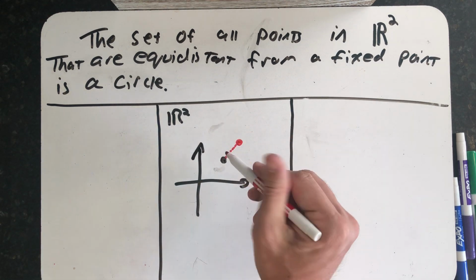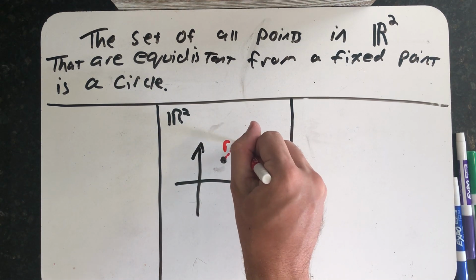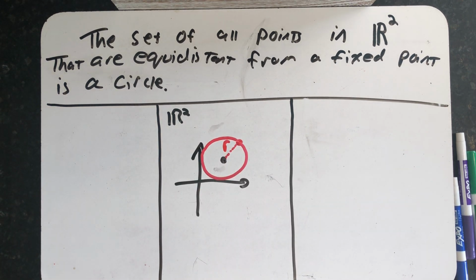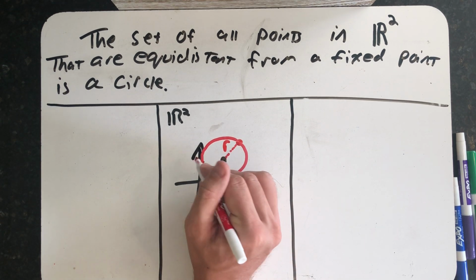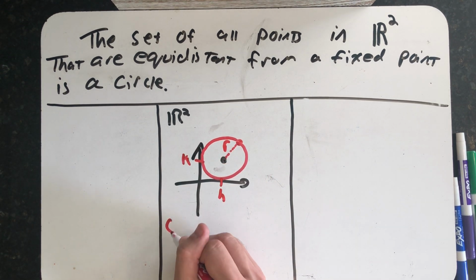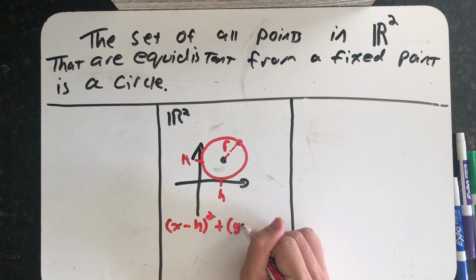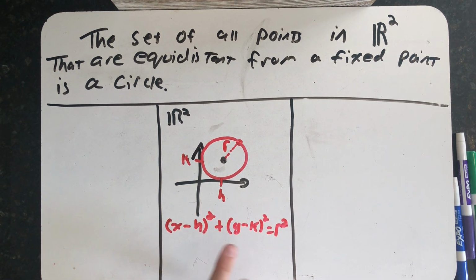And I can imagine taking this distance, which I'll call R, spinning it around that circle and tracing out my circle. We'll pretend that's a circle. And in fact, given some information about where the center lives, we can even use the distance equation to derive the standard equation of a circle, centered at h comma k with a radius of r.